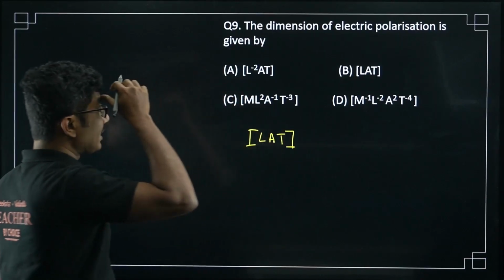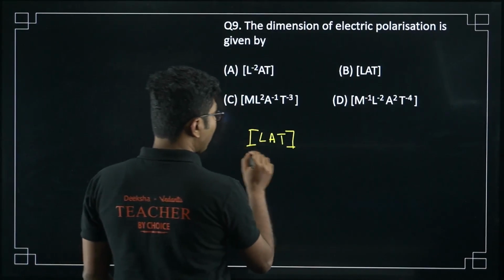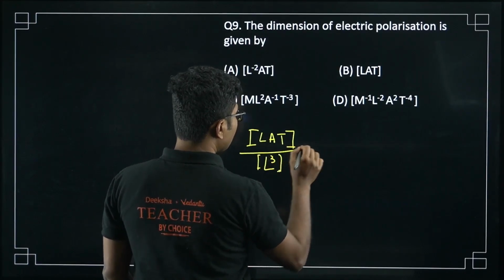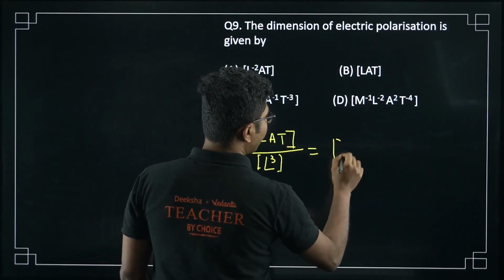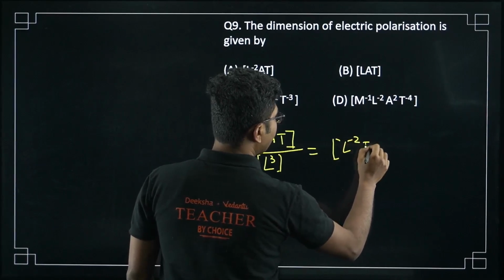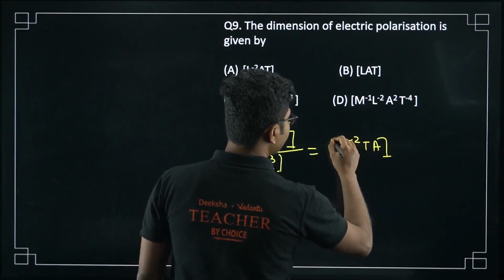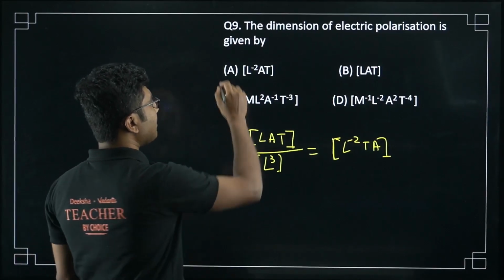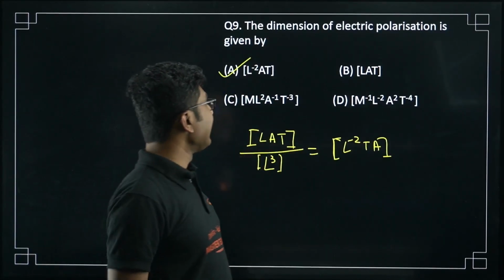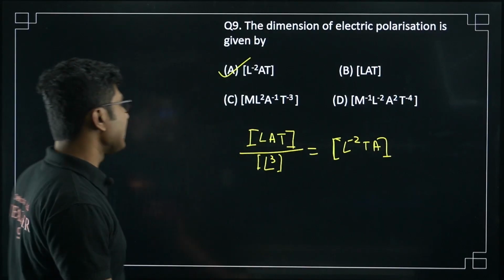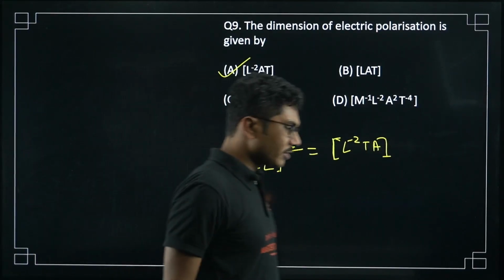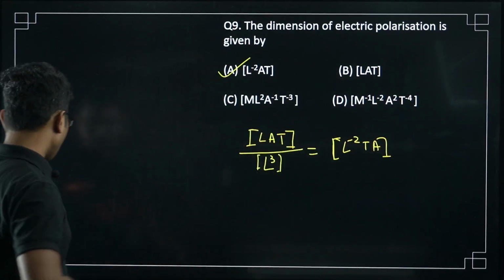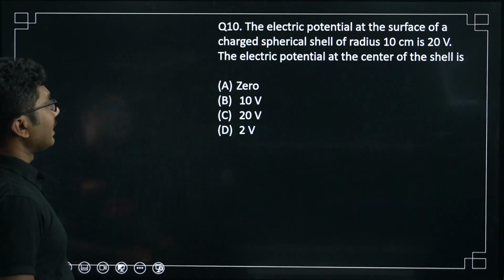Divided by unit volume, and unit volume is L cube. So it will be L to the power minus 2 into T into A. This is the dimensional formula for electric polarization, a remembering question. But in case you forget, you can remember the definition of electric polarization, which is basically net dipole moment per unit volume. Now let's move on to the next question.